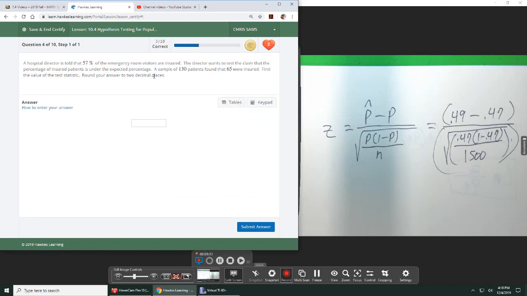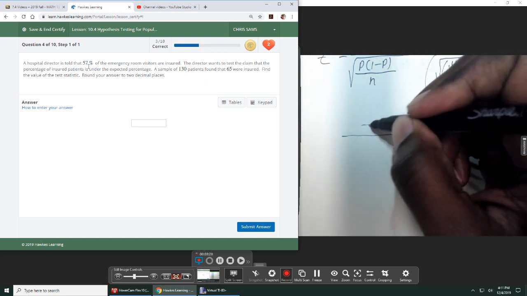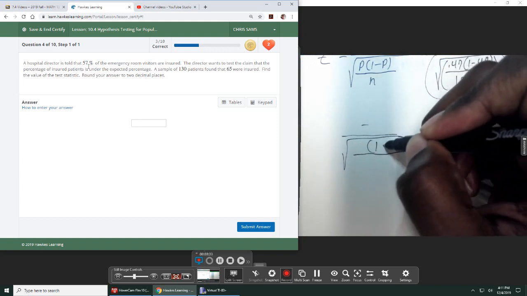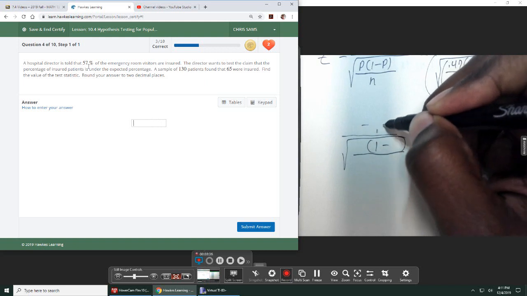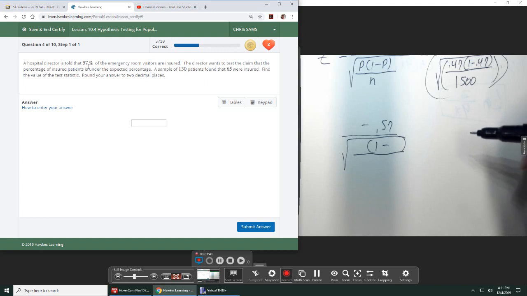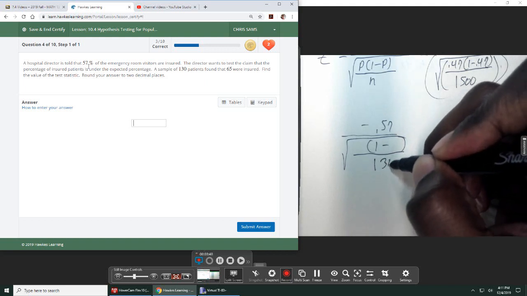Okay, so this one is also the same. We want to find the test statistic, so we're going to do the same thing. Hospitals told 57% of visitors are insured. This time they're giving us the true proportion first. So I'm plugging everything in again. My true proportion this time is 0.57. And we want to test a claim that the patients insured is under the expected. My sample size is 130.